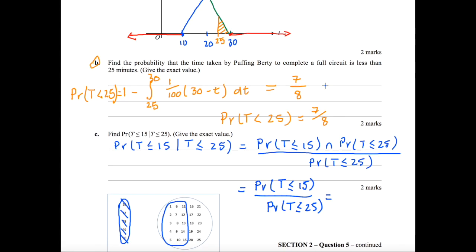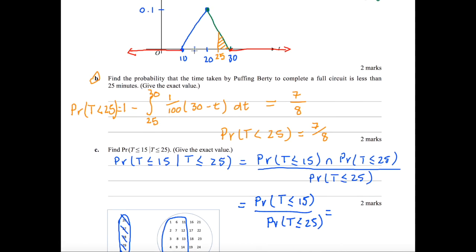Alright, looking back at our graph, less than 15. Well, 15 would be about there. And since it's symmetrical, I haven't drawn it very symmetrically, but this area here, between 10 and 15, is equal to the area between 25 and 30. So we said before that this area here is 1/8, didn't we? So we know that this area here must be 1/8 as well, because it's completely symmetrical. So we know that t less than or equal to 15 is 1/8, and t less than or equal to 25, well, we worked that out in the previous question. We said that that's 7/8.